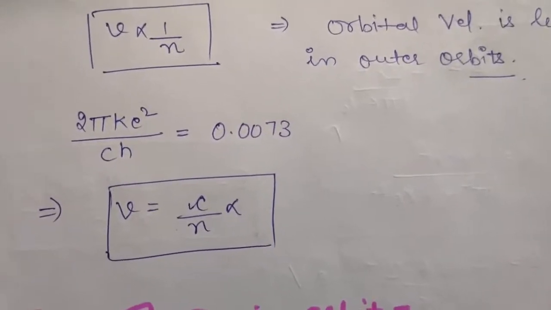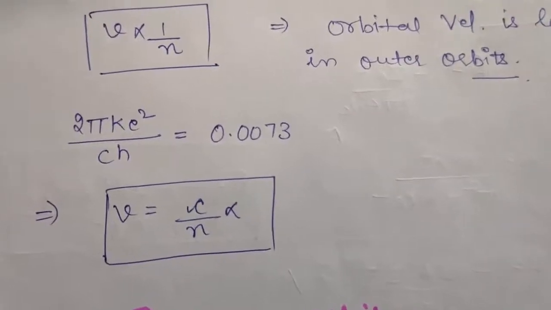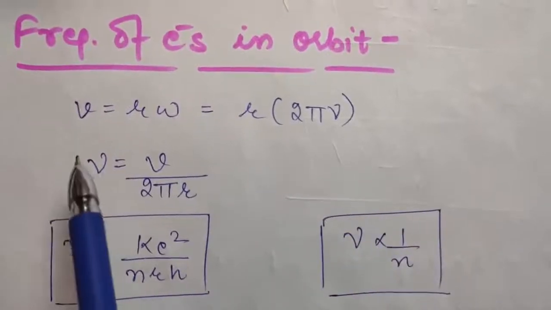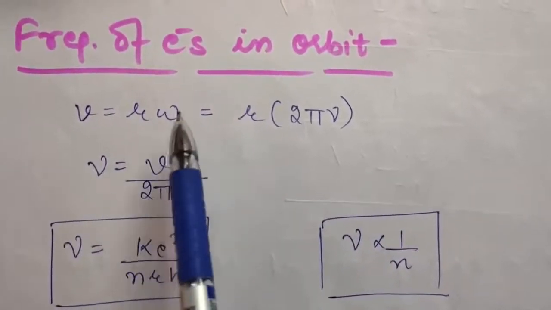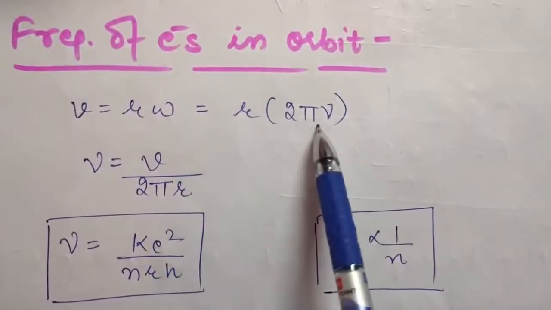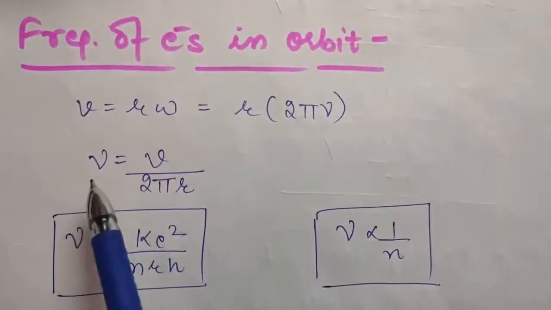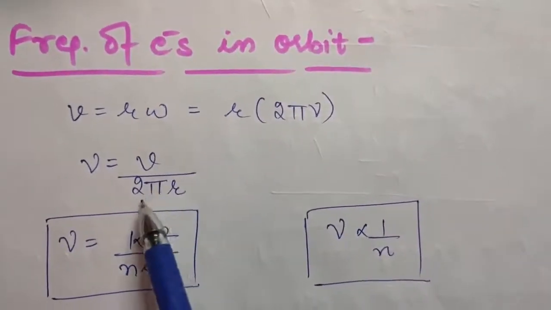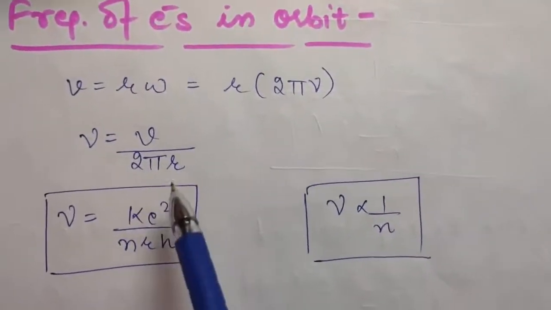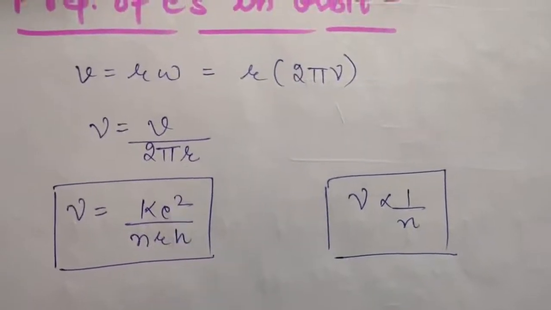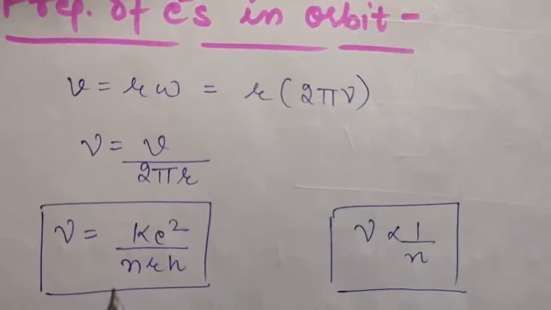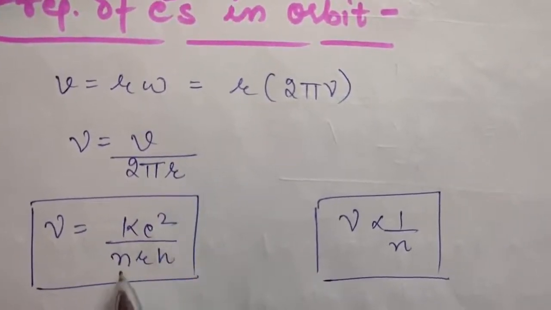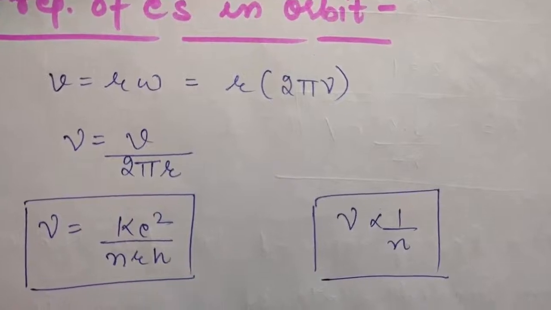Now let us see the frequency of electrons in these orbits. To calculate the frequency of electrons in these orbits, we will be using v equals r omega, and as you know, omega is nothing but 2 pi nu. So from here nu, which we have to calculate because it is frequency, will come to be v upon 2 pi r. Now you know the value of v from the above formula, so just put the value of v. So nu will come to be k e square upon n r h.